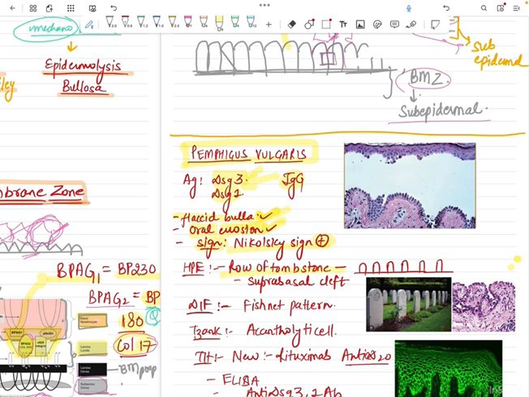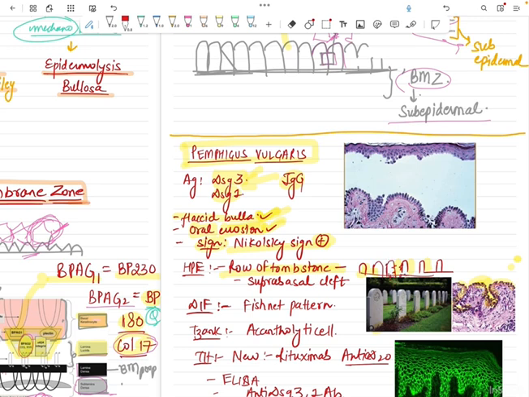Histopathology, 100 times this must be asked. Row of tombstone appearance. Why row of tombstone? The hemidesmosomes are intact, but something which was in between is lost. So we have missing keratinocytes here, right? So this is the row of tombstone. These are the tombstones, and this is how it looks. The keratinocytes are basically detached from each other, but attached at the basement membrane. Here the detachment is gone.